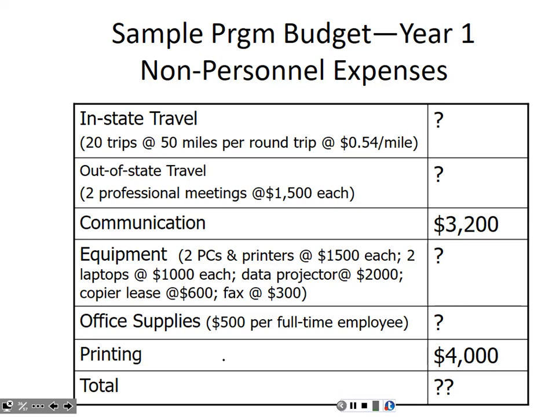Communication is costs related to internet use, telephone charges, fax, postage, etc. That's a bit trickier to estimate, but we're estimating here $3,200 for the first year.